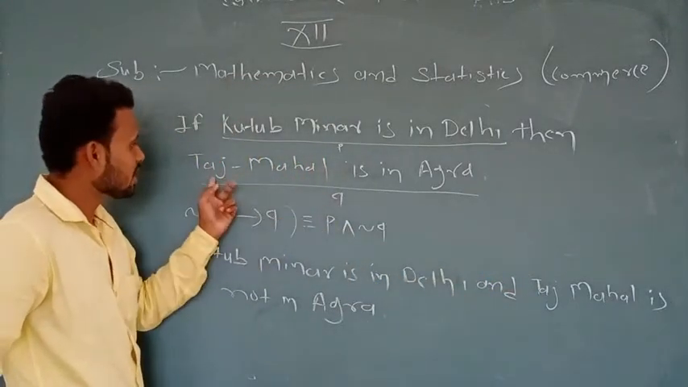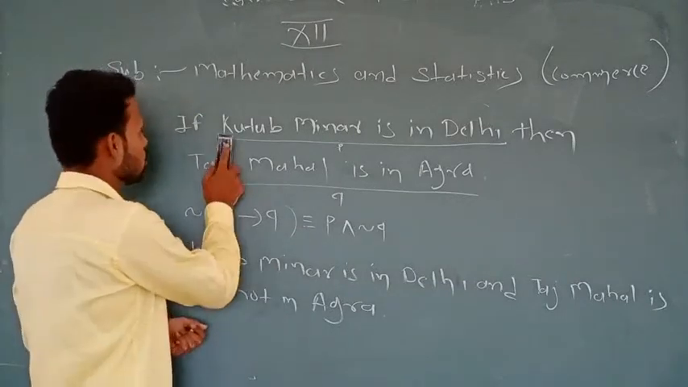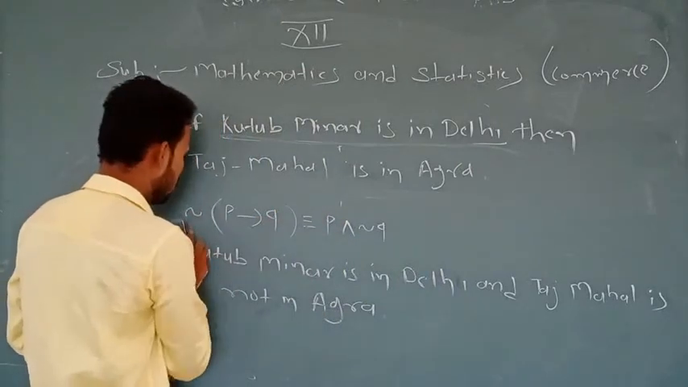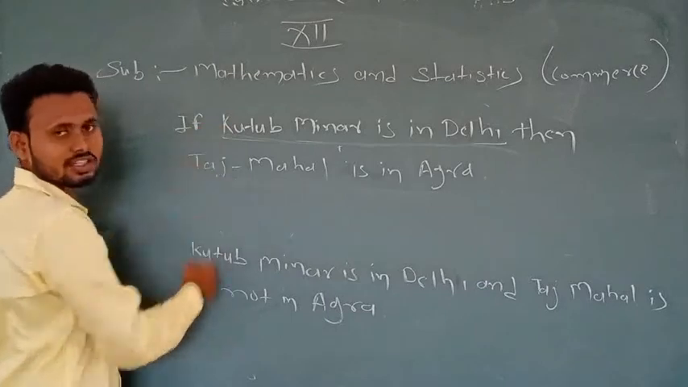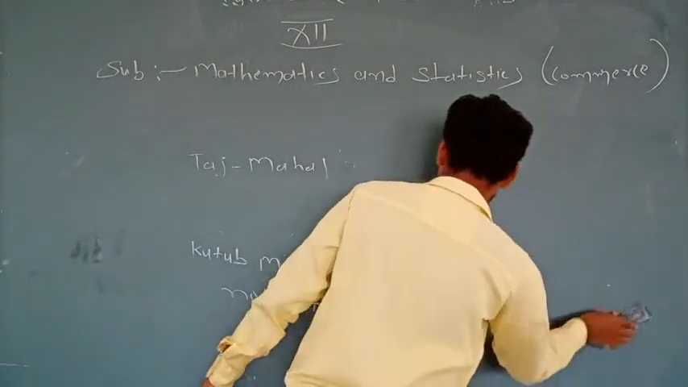This is the negation of that statement: Taj Mahal is not in Agra. Which is the required negation of that given compound statement.